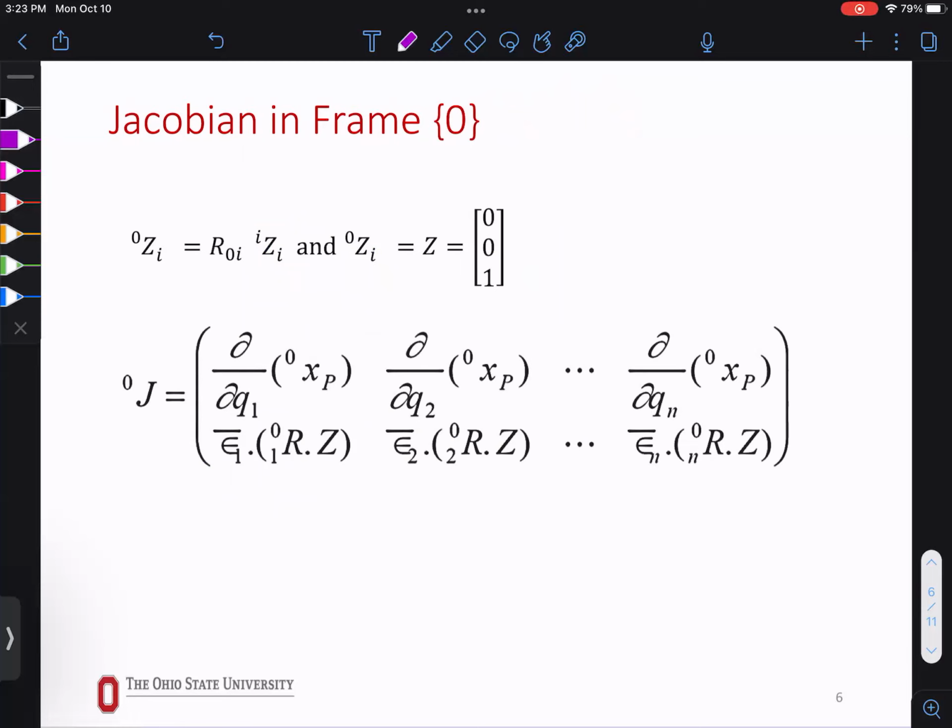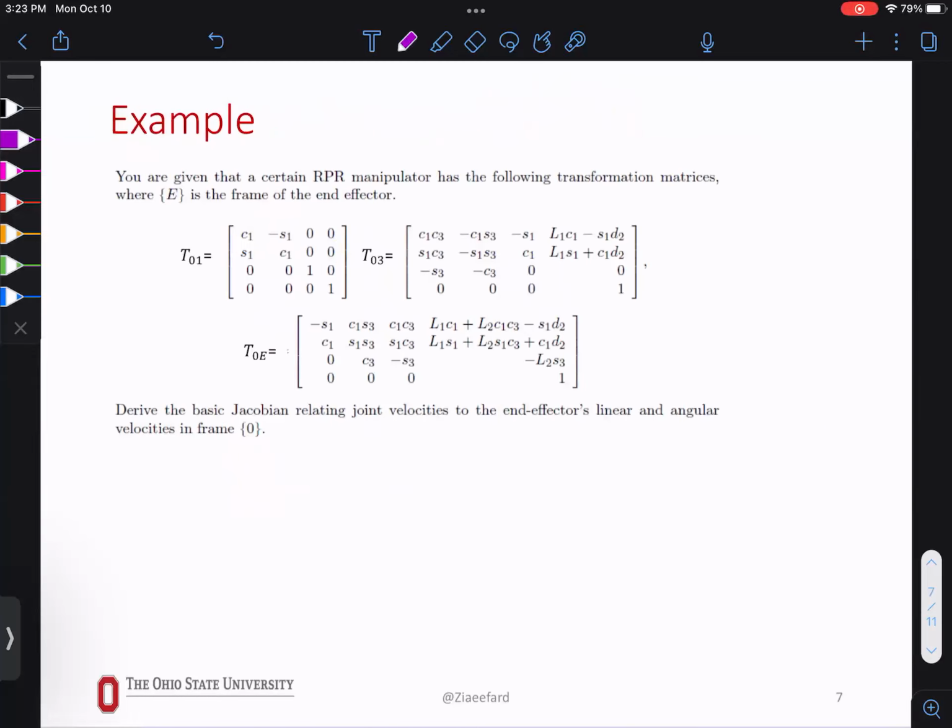All right. So this is an example. For a certain RPR manipulator, how many joints? 3. What are the joints? Revolute, prismatic, revolute. Now, this can have different configurations, right? Different robots could happen here. But we have the following transformation matrices. We have T of 0 to 1, 0 to 3, and 0 to end effector. All right? So the end effector is the furthest. So we have these three transformations.